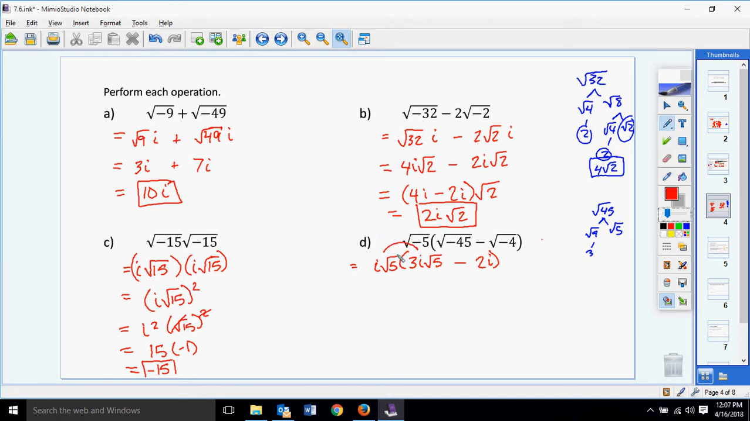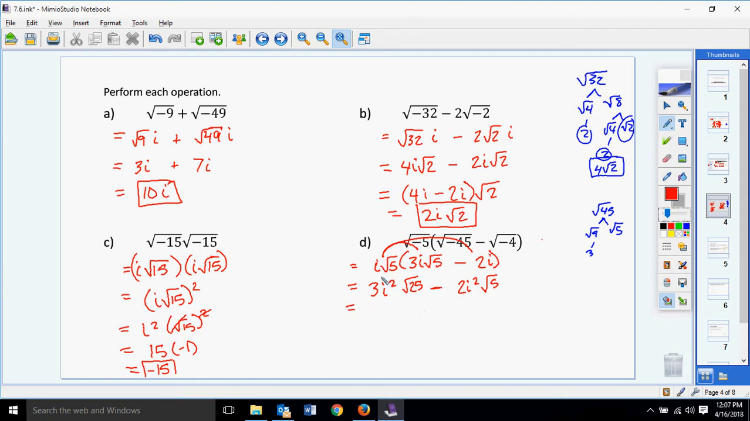So I'm taking i times the square root of 5 times 3i square roots of 5. So I'm going to multiply everything outside the house. So I have 3i times i, that's 3 times i squared. Then the square root of 5 times the square root of 5, which would be the square root of 25. I'm going to distribute again over here. So I have i times 2i, which would give me 2i squared. With the square root of 5, there's no other radical, so I just tack it on.